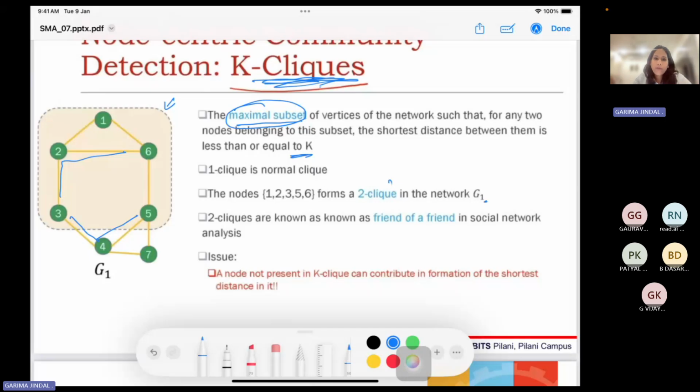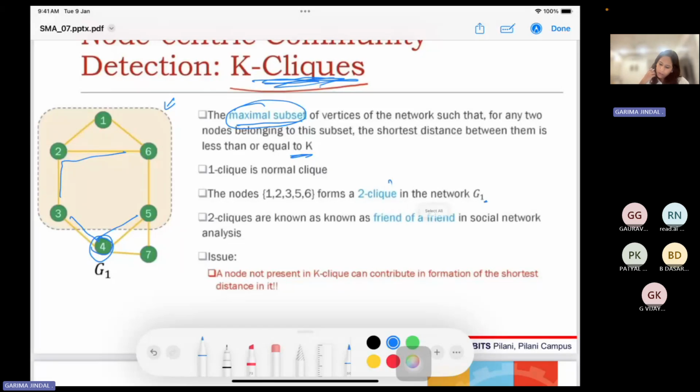Now there is one very important thing to see in this particular example. There is this node 4. Although 4 is contributing to the shortest distances that we are considering in the definition of k-click, 4 is not included in this subset. So the definition of k-click does not say that the induced subgraph should itself have the shortest paths. I can have a shortest path passing through a node that is not part of this k-click.